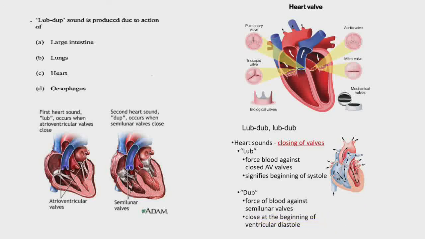Then it will contract so that the blood can move to the next chamber, yes, that is the ventricle here. So it has to contract, and that is called systole. You can see one more diagram which explains this. The first heart sound, lub, occurs when the atrioventricular valves close. Atrioventricular valves have been labeled here. The second sound, dub, occurs when the semilunar valves close. You can see both valves here, the aortic and the pulmonary.